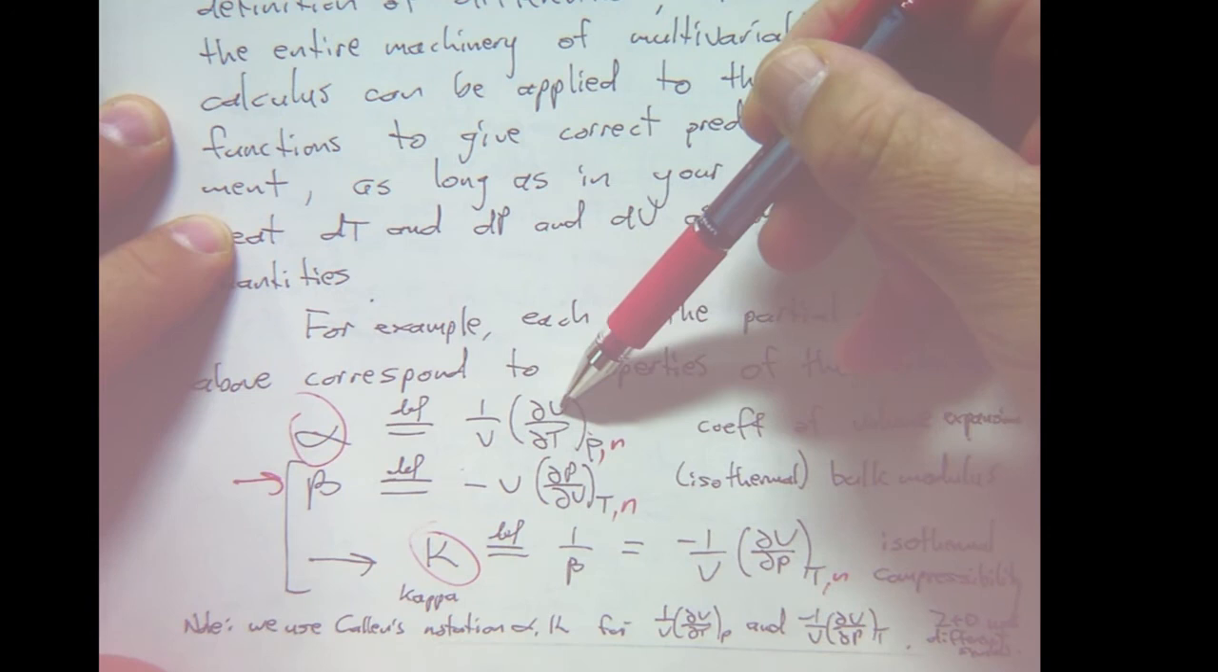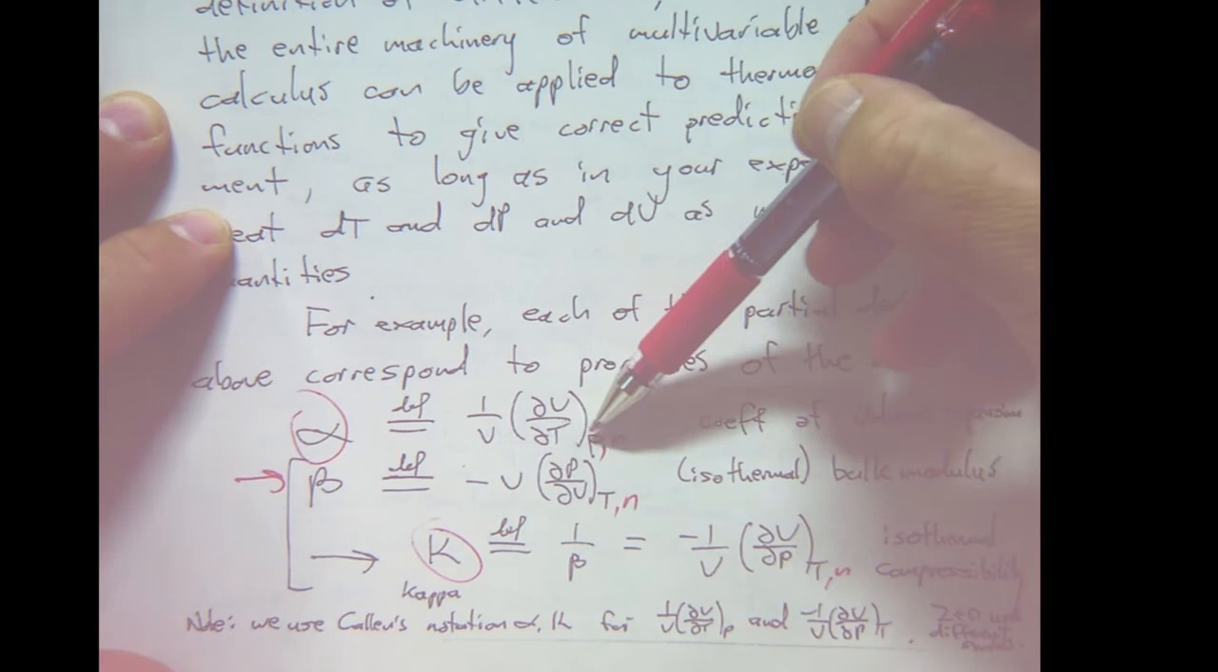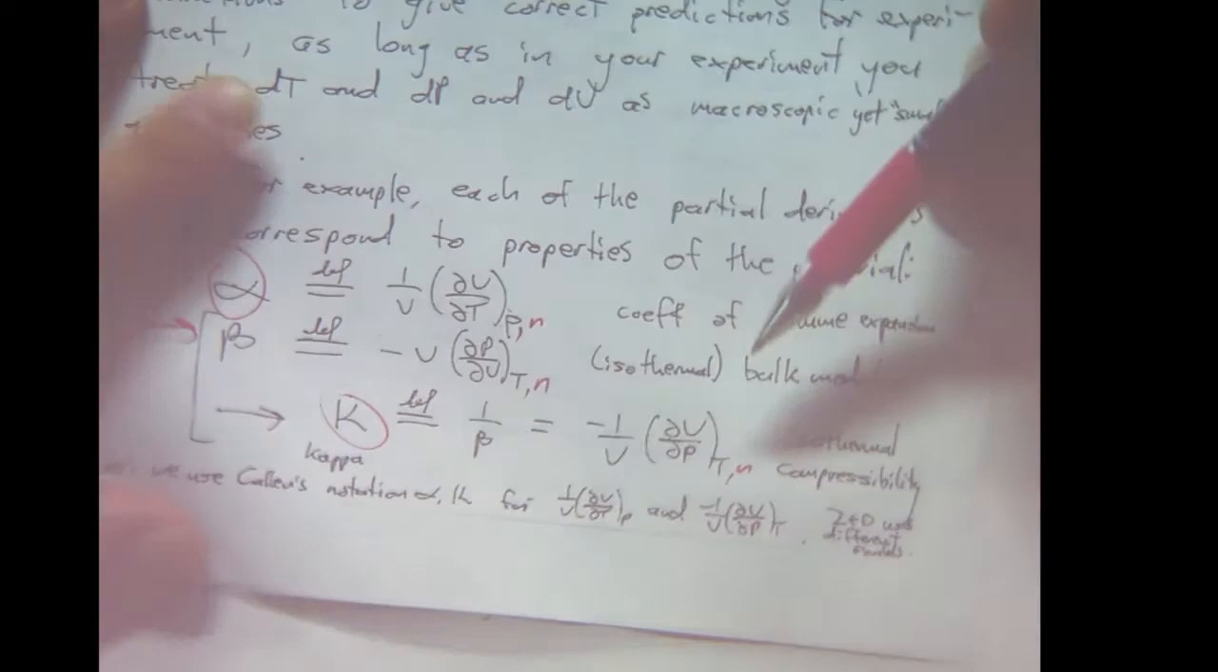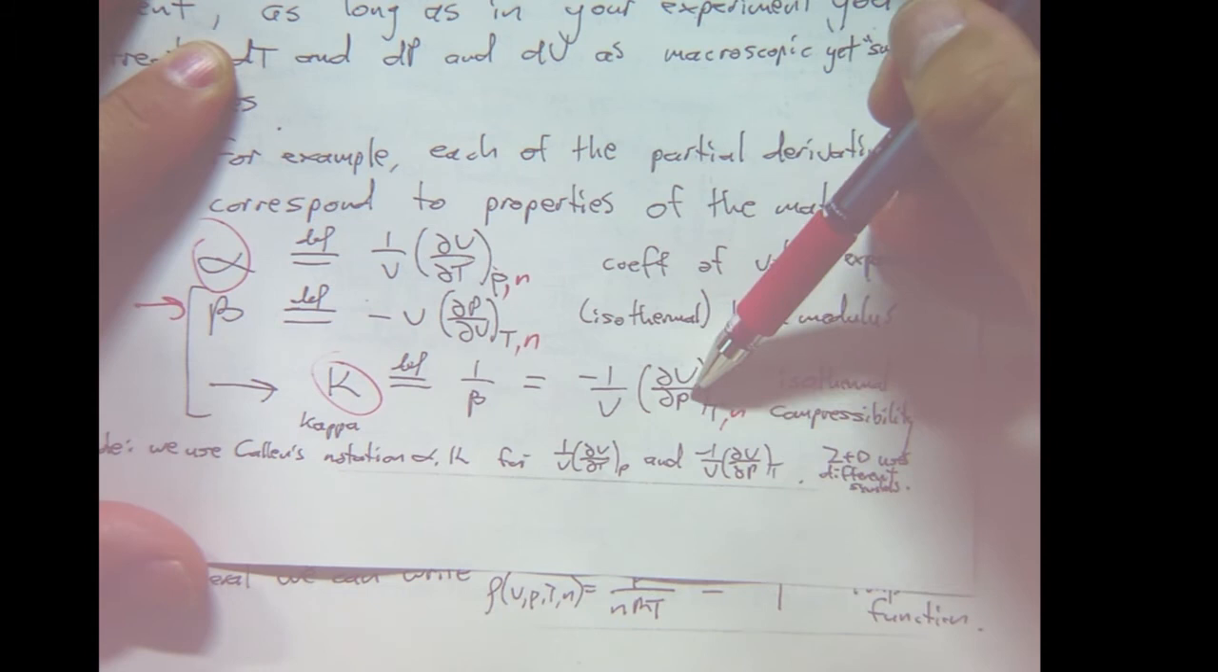Say volume is a function of temperature and pressure in this experiment. In the definition, volume is a function of temperature and pressure. Here you got volume as a function of pressure and temperature, which is the same as that. Okay, volume is a function of pressure and temperature.